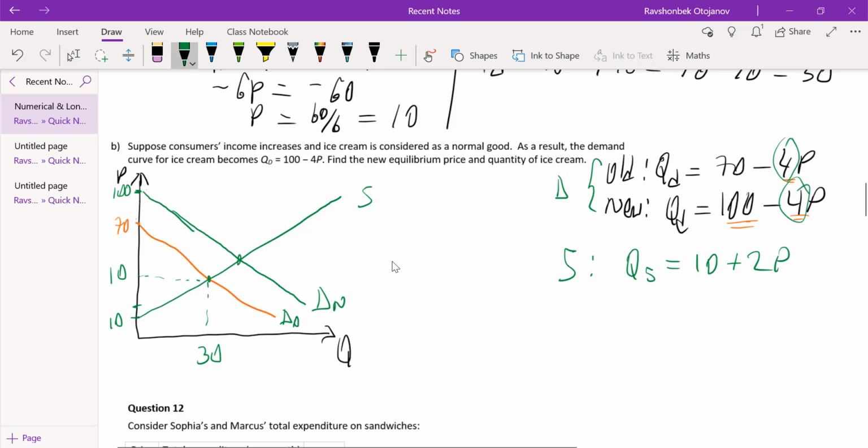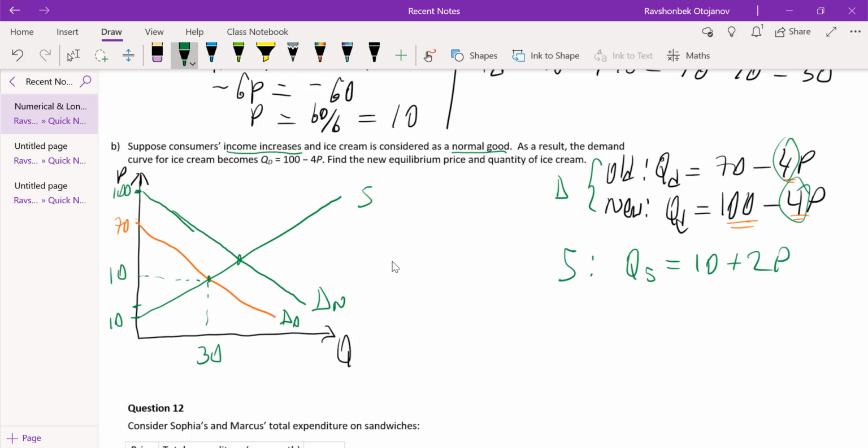So suppose the consumer's income increases and ice cream is considered a normal good. When income increases, if the product that you are consuming is a normal good, then you will consume more of it, yeah. So there is a positive income elasticity for normal goods, so there is a shift in the demand curve. As a result, the demand curve shifts. Okay, find the new equilibrium.